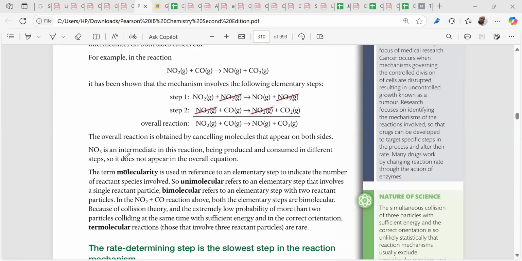Now we have to understand a very crucial thing: if you want to change the rate of this reaction, what do you have to do? We have to increase the rate of the slowest step. Because if one step is slow and the other is fast, which step do you have to improve to increase the overall rate of the reaction? The slowest step, right? Because in the slowest step, the reaction becomes very slow. The second step is already fast, so if you increase its speed, will it affect the whole reaction? No.